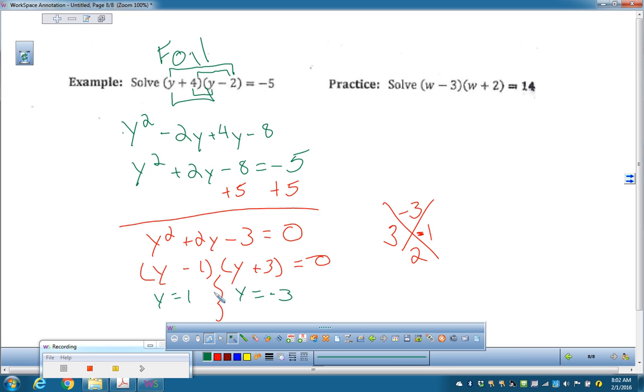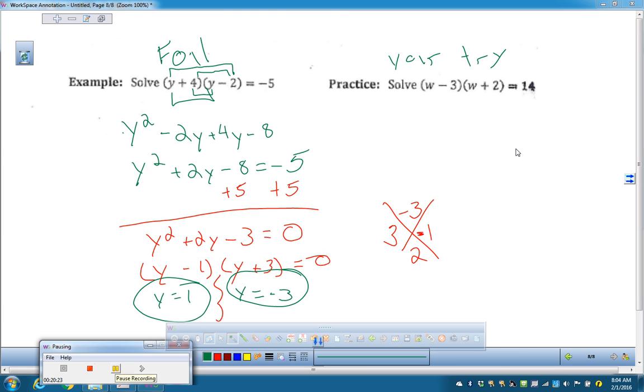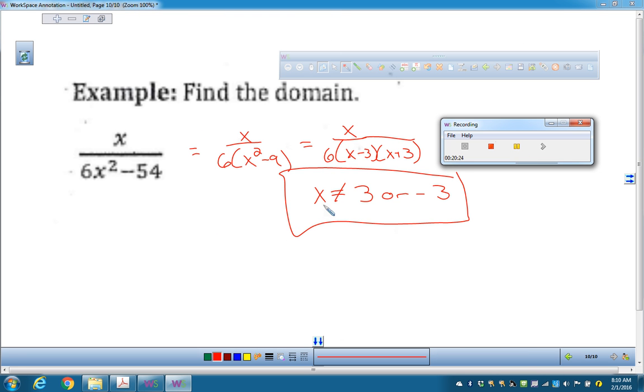So you can't just solve this and say y plus 4 equals negative 5 in the beginning, because that won't lead you to the right answer. If I plug in 1 in here, I get 1 plus 4 is positive 5, which doesn't work. So these are your two answers, this and this. You try this one, and then we'll let you work.